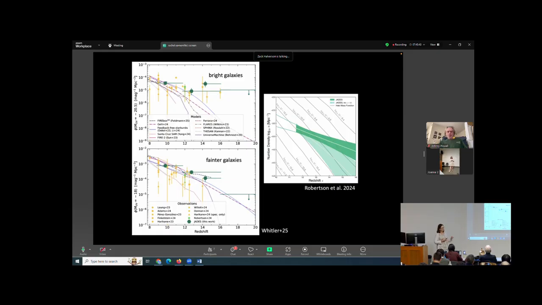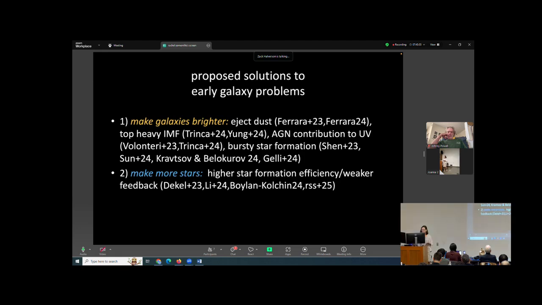So clearly, if there was a fixed relationship between halo mass and UV luminosity, then we would see a much more rapid decline in the number of these bright galaxies, which is not what we're seeing. So, as Pablo already mentioned briefly, there have been a very large number of theory papers since these galaxies were discovered, suggesting different possible solutions to this puzzle.